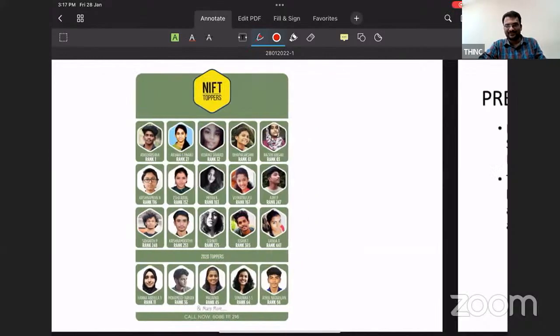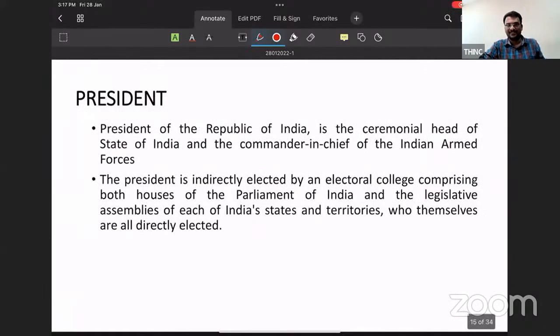Okay, we can start from the president. Hope everyone knows our current president. You can put it in the chat. Who is our current president? President of India. I will look into it. Okay. Ramnath Kovind is the current president of India, and according to the constitution, he is only a nominal head.